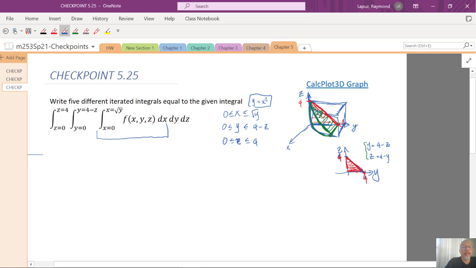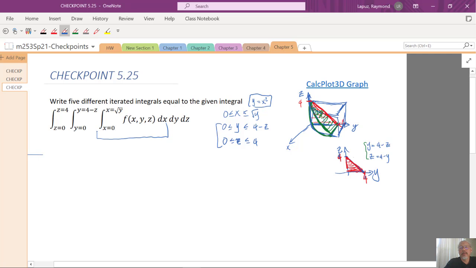The intermediate limit goes from 0 to 4 minus z, and then the inner limits go from 0 to square root of y. All right. We can stick with this to get our second set of integrals.